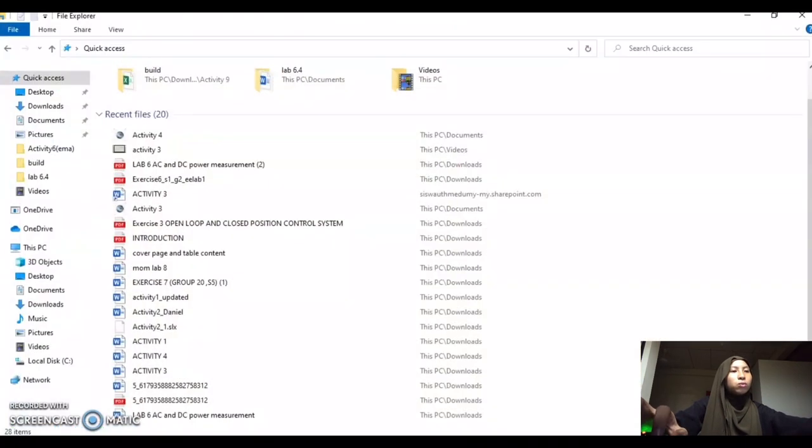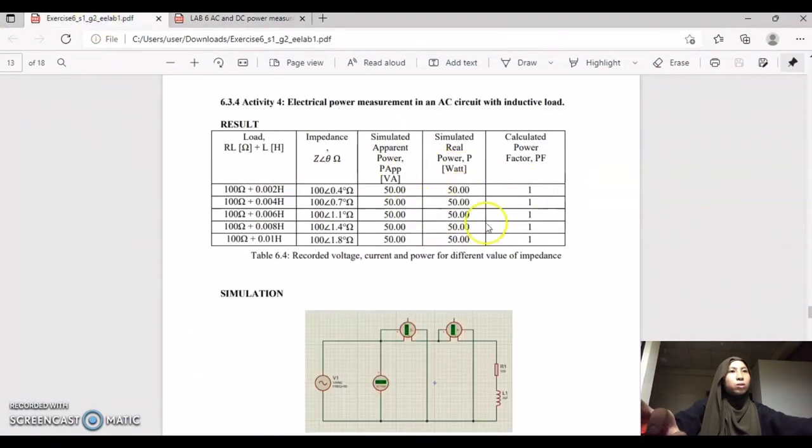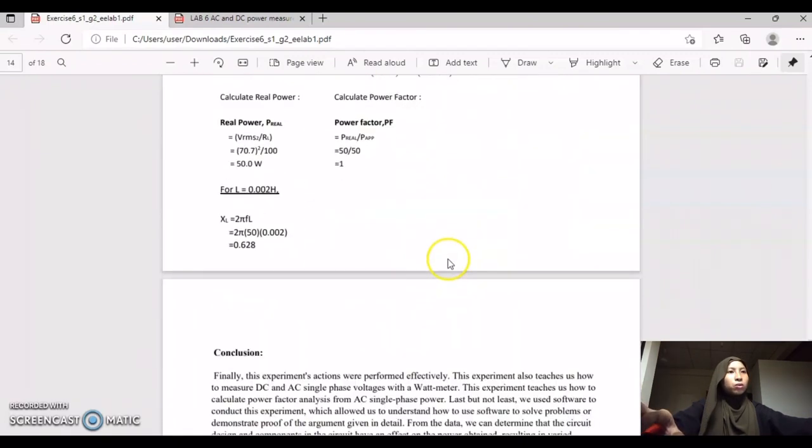So we move to the table, where we need to calculate the power factor, PF. This is the result that we got: the simulated apparent power and simulated real power are all 50, for VA and wattmeter. For the calculated power factor, we just need to use this formula.